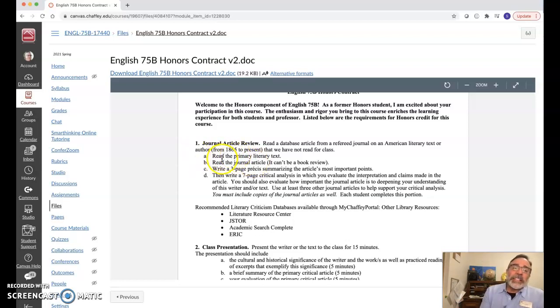then they read a journal article that is commenting on or providing extra critique to the actual primary text. All journal articles about a text are going to be what we call secondary sources, right? It's not a primary source. It's a source talking about another source. Okay. Then I'm going to ask you to write a 3-page précis, wow, that's a fancy word, a 3-page summary of the article's most important points.